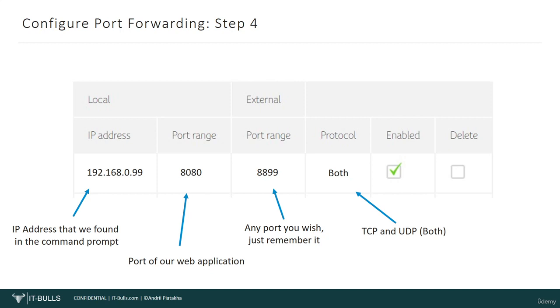External port. Here you can specify any port you wish. This port will be used in combination with your public IP address to access your application. Protocol. You need to specify whether this port forwarding will be used for TCP or UDP or both. Some routers don't have such detailed configuration, so potentially you may not have it.